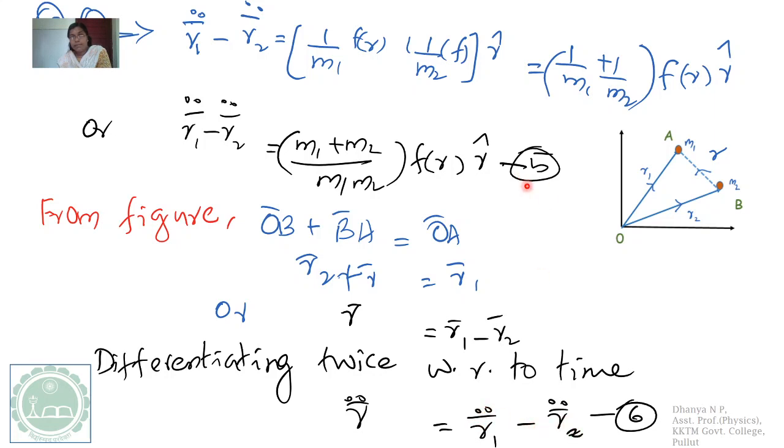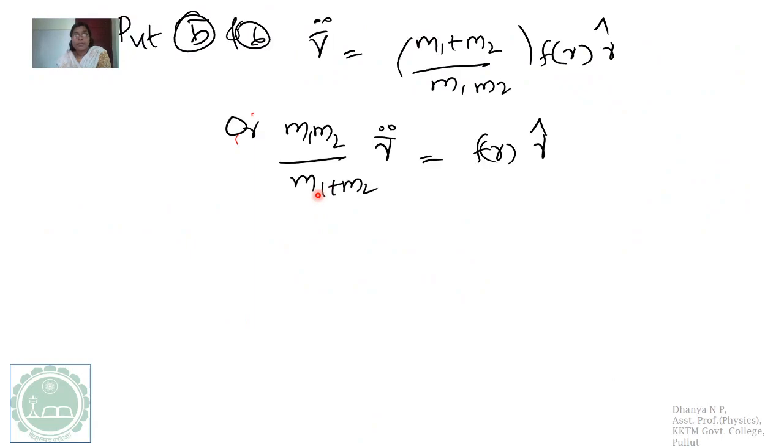Now look at equations 5 and 6. The LHS, r1 double dot minus r2 double dot, is equal to r double dot. So we can equate, that is, r double dot is equal to m1 plus m2 by m1 m2 into F of r into unit vector r.